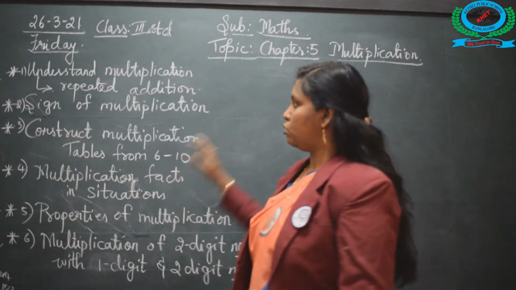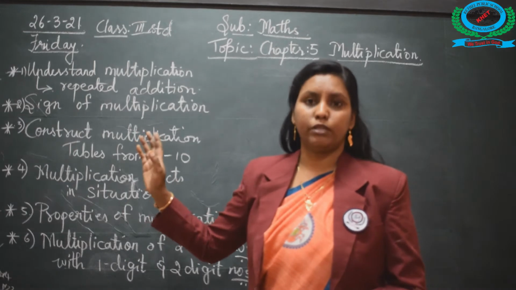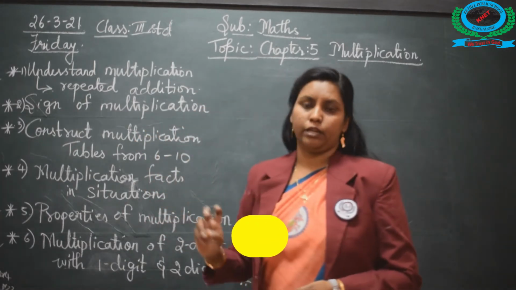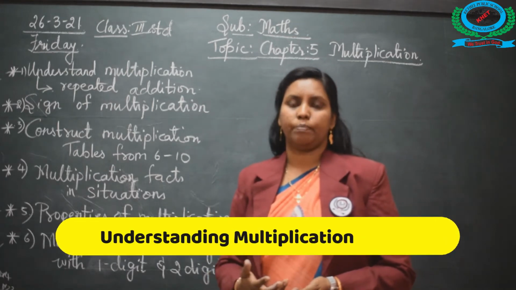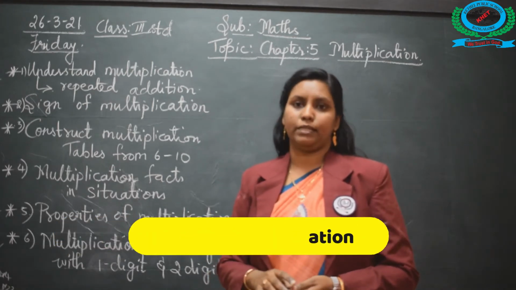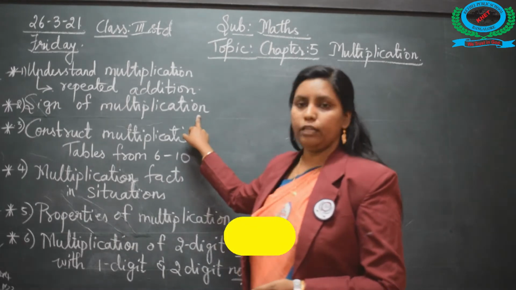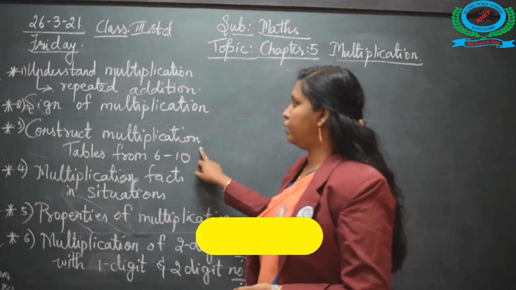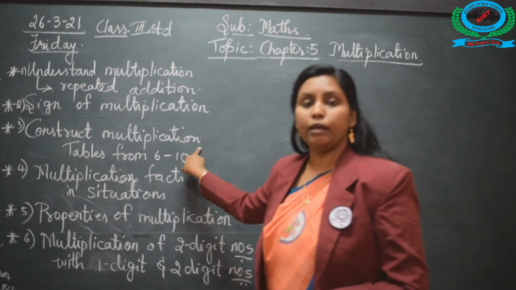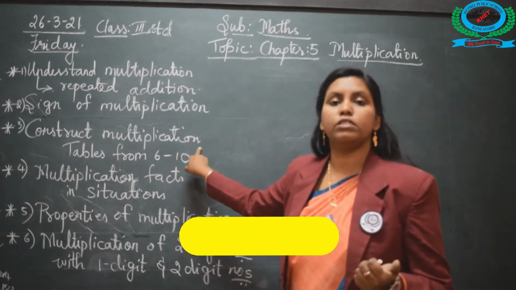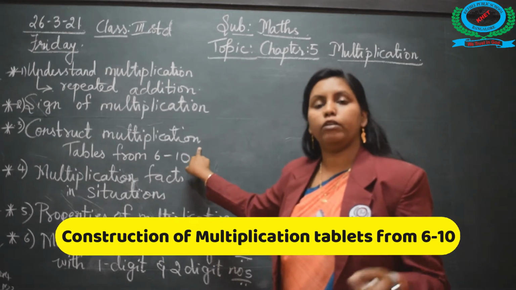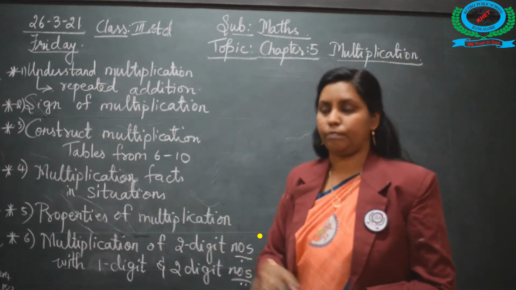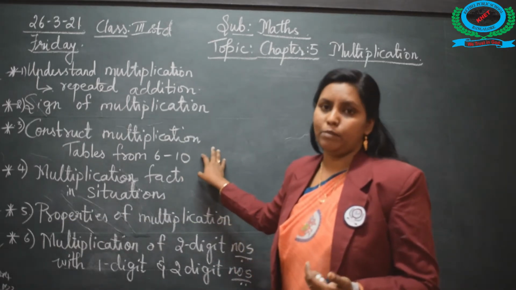Okay children, so let us see what are the subunits of this chapter. The first one is understanding multiplication. Understanding what is multiplication. Okay, what is the concept of multiplication. The second one is the sign of multiplication. Which sign is used for multiplication. The third one is construction of tables, multiplication tables from 6 to 10. Okay, how we can write the tables. Okay, how we can construct the tables by calculating the numbers.